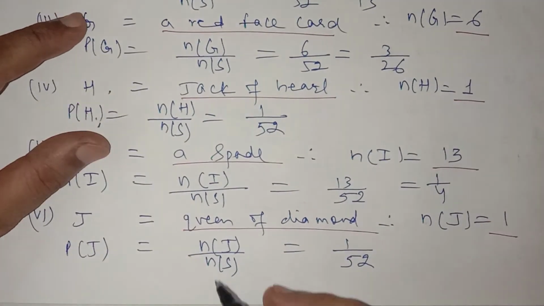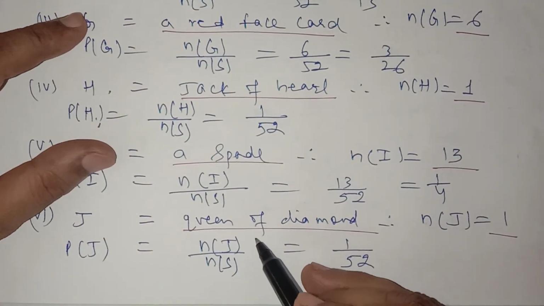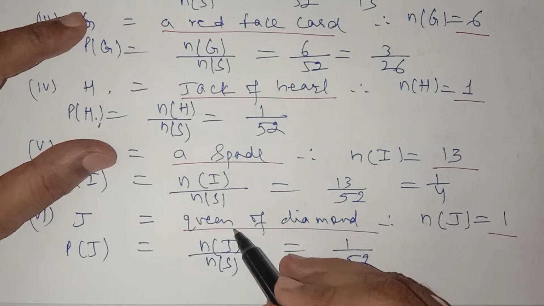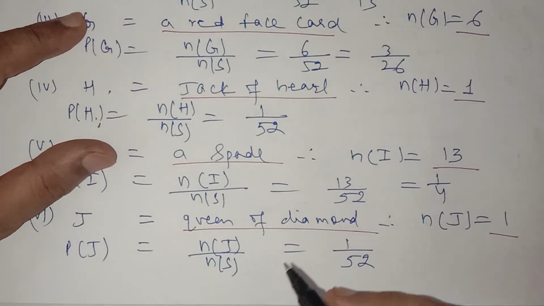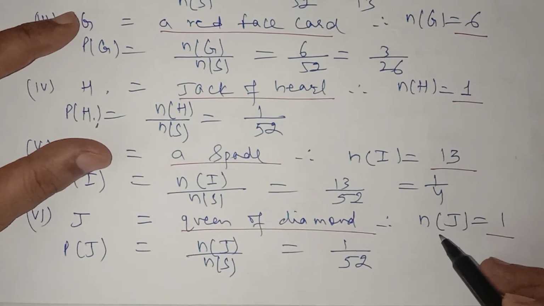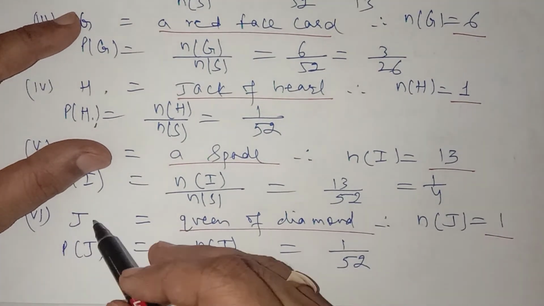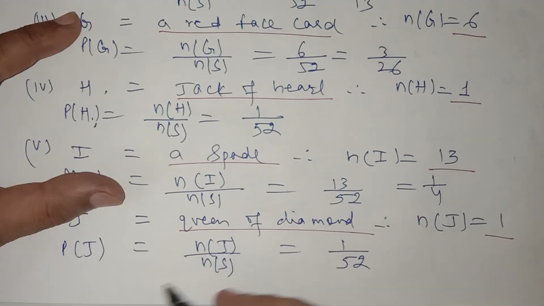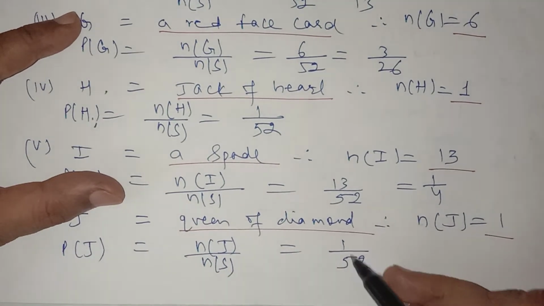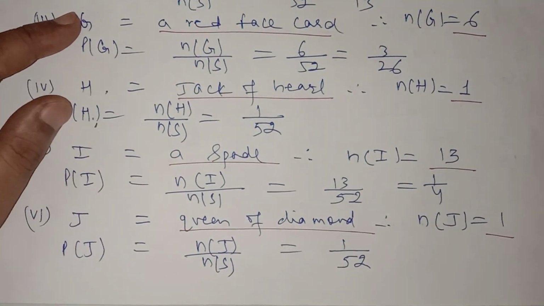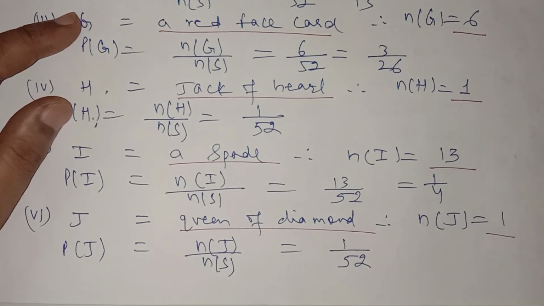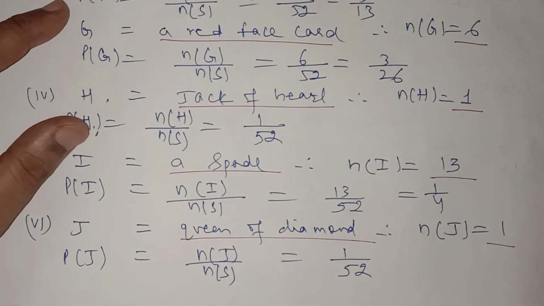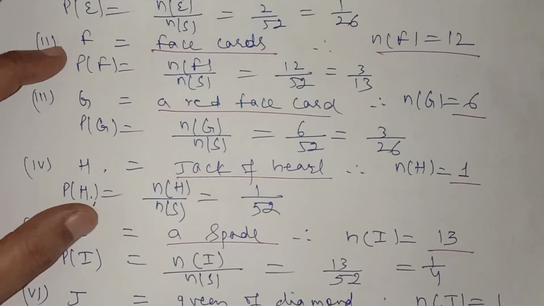In the sixth part, you have to find the probability of getting a queen of diamonds. We need the queen of diamonds, so only one queen is there of diamonds. So the favorable event is only 1, and the event I have called J. So n(J) is equal to 1, and the probability of J is equal to n(J) upon n(S), which is 1 upon 52. The probability of getting a queen of diamonds is 1 upon 52, because there is only one queen of diamonds in 52 cards.